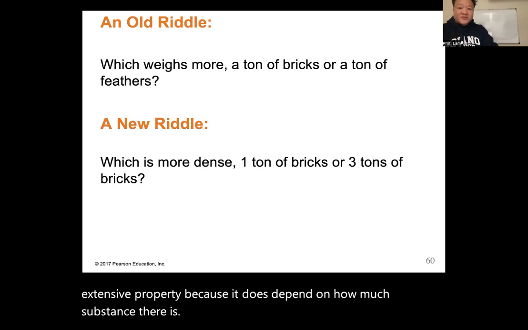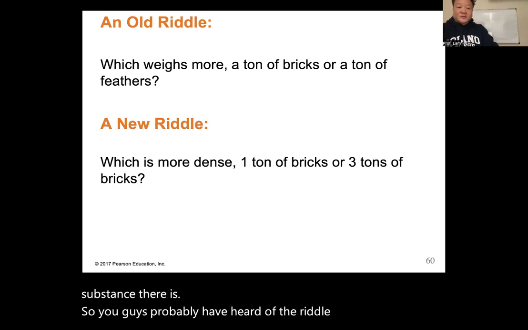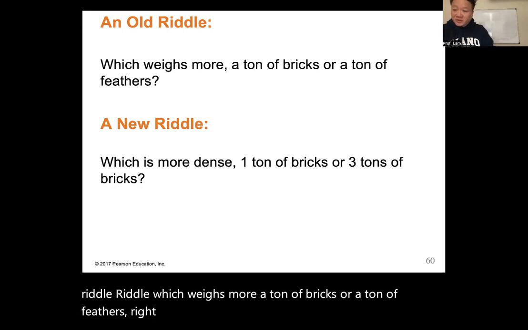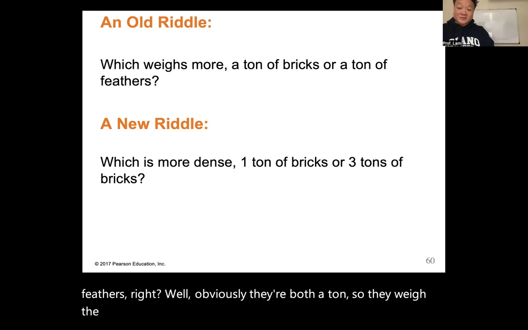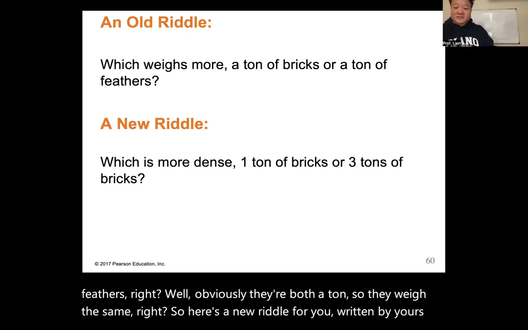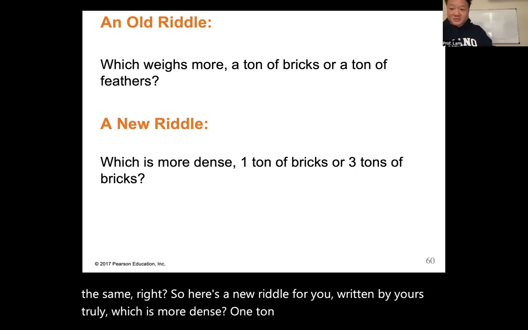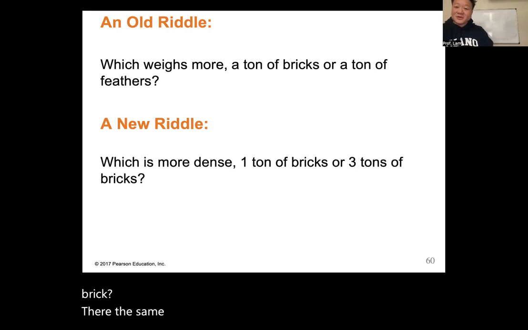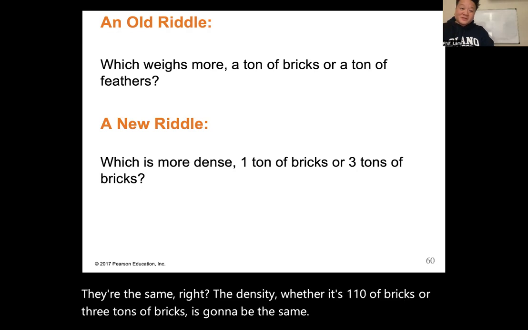So you guys probably have heard of the riddle, right? This old riddle, which weighs more, a ton of bricks or a ton of feathers, right? Well, obviously they're both a ton, so they weigh the same, right? So here's a new riddle for you, written by yours truly. Which is more dense, 1 ton of bricks or 3 tons of bricks? They're the same, right? The density, whether it's 1 ton of bricks or 3 tons of bricks, is going to be the same. Okay.